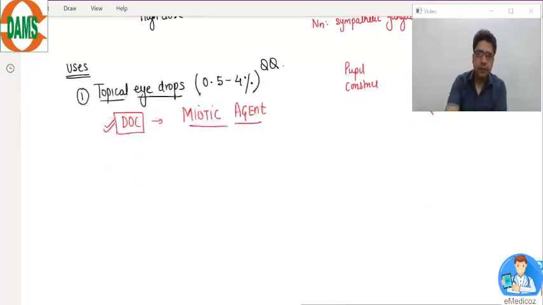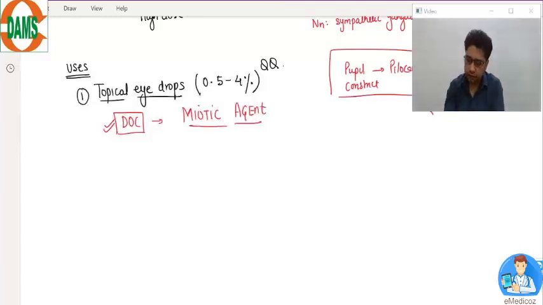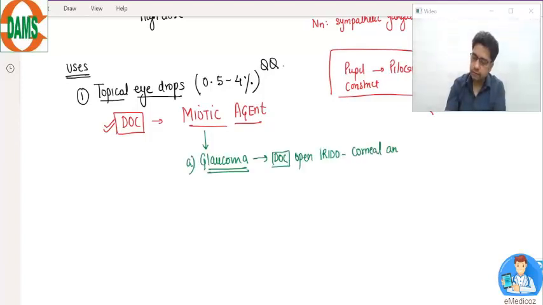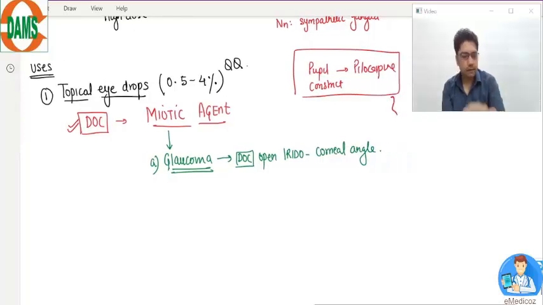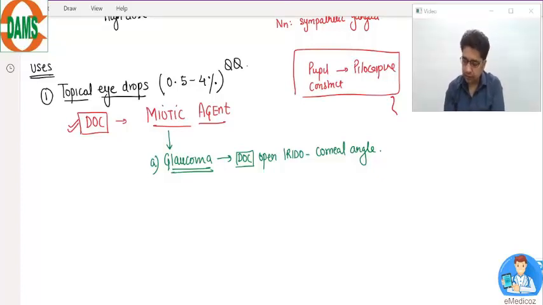You can remember this point. Now, the first use: miosis we produce in cases of glaucoma. And you will write, it is the drug of choice to open the iridocorneal angle. The drug of choice is pilocarpine. Glaucoma is a separate topic. We will discuss glaucoma in great detail when we come to glaucoma, so we'll limit our discussion here.